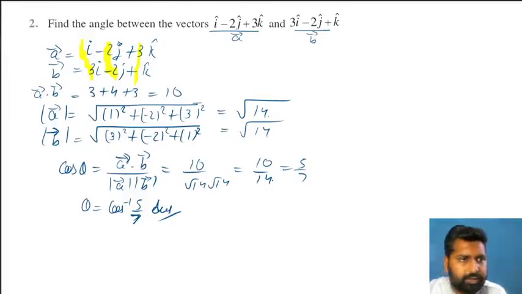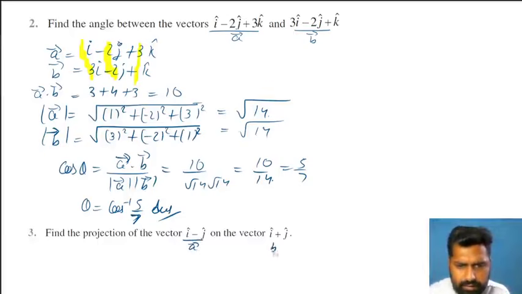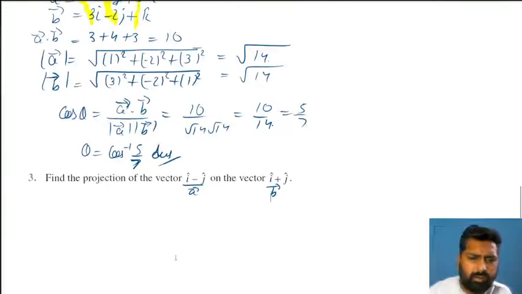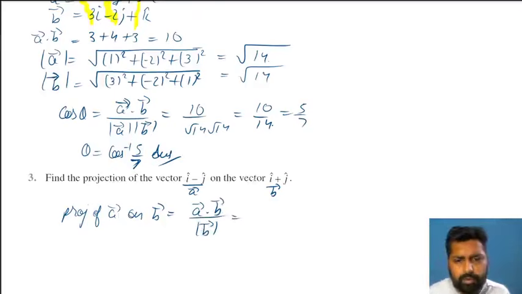Let's look at the next question. Projection of vectors. We did this. Projection of A and B. So he's saying find the projection of this vector on this. So this is your projection of A vector on B vector. So it's a direct formula application. Projection of A on B is A dot B upon mod B. So I'm going to do the dot product directly now.